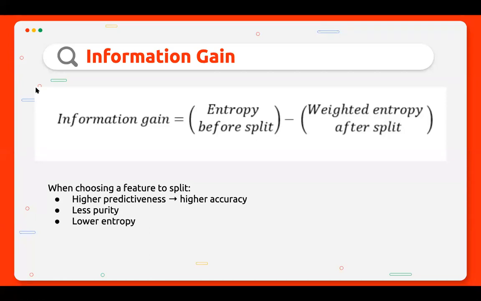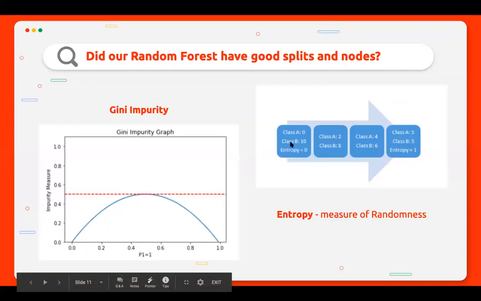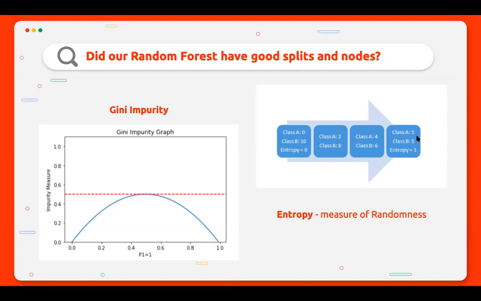Kavya asked, why does it say entropy equals 1 in the previous slide? If we go back to the previous slide, here we have class A has 5 and class B equals 5. Entropy is just a measure of randomness and uncertainty. My guess is that because it's split evenly, the entropy would be 1.